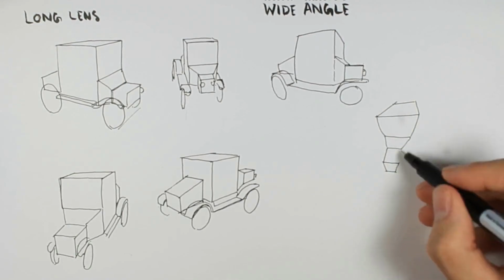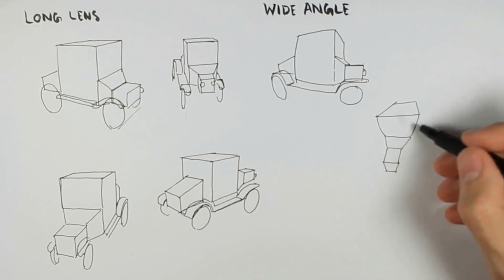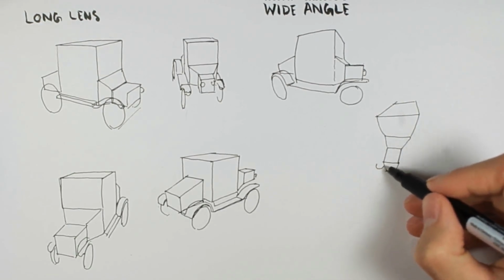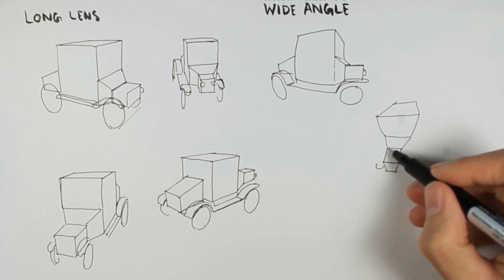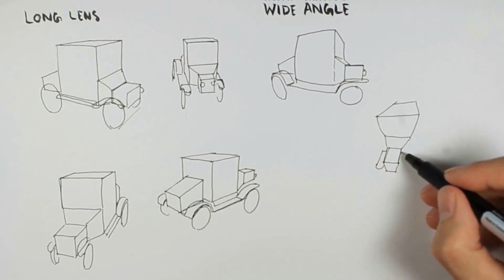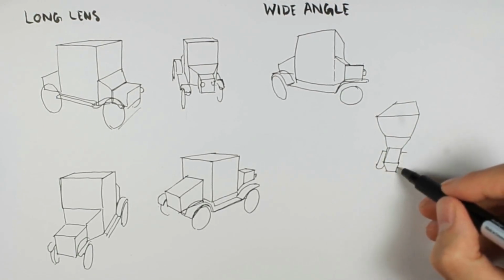So in this angle, what's happening is we have a fisheye lens, and we're looking down onto the top of this car, and it's sort of getting this really wacky, wonky perspective that gets smaller and smaller towards the ground plane.